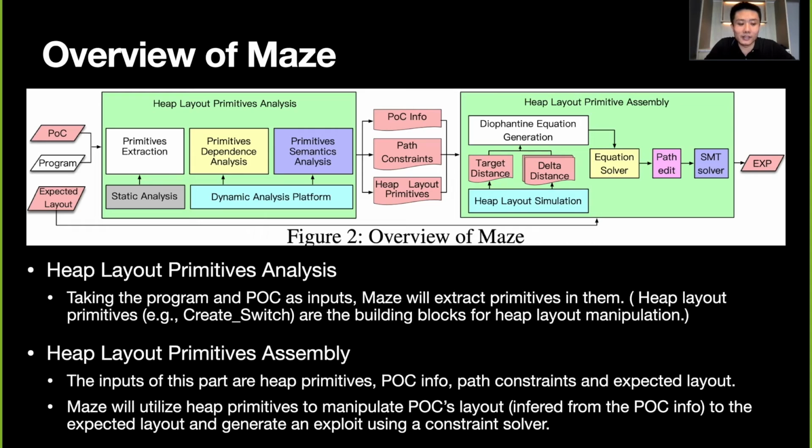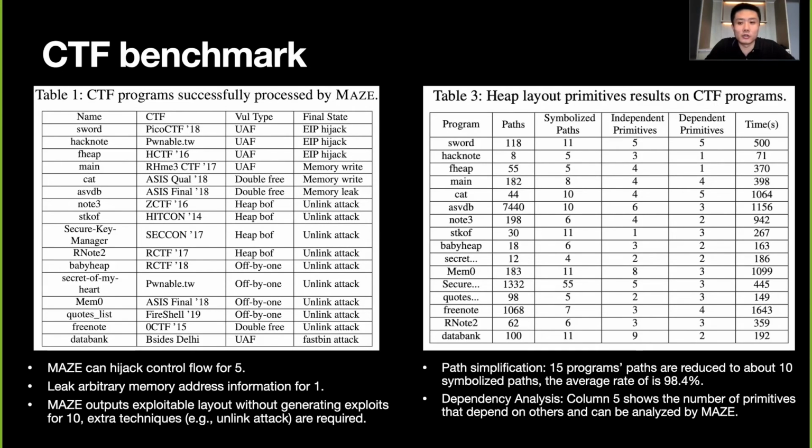We can see that there are mainly 2 parts in Maze. One is the heap layout primitive analysis, and the other part is heap layout primitives assembly. In this part, I will introduce the evaluation results.